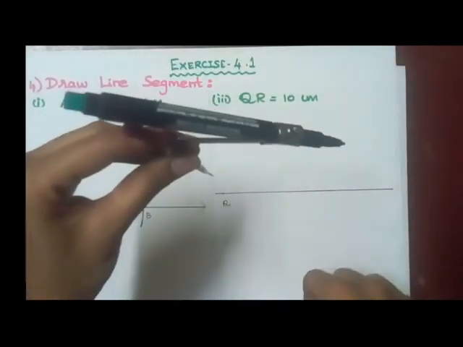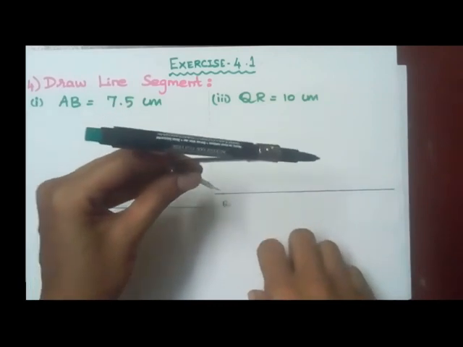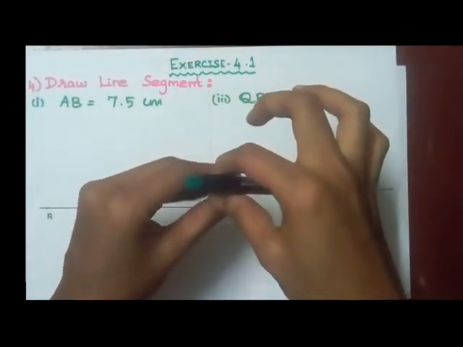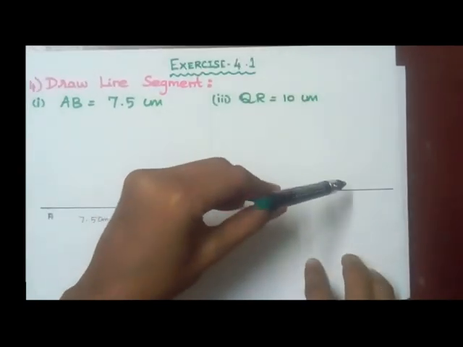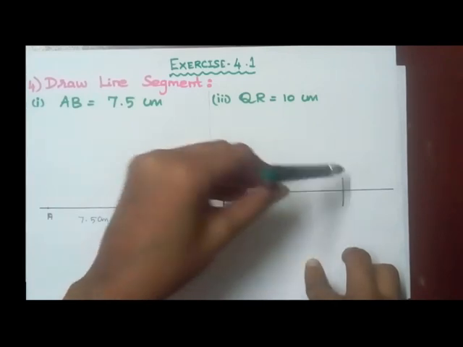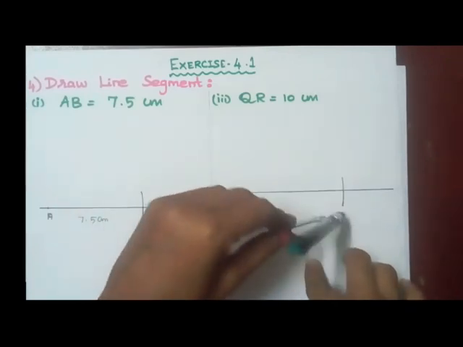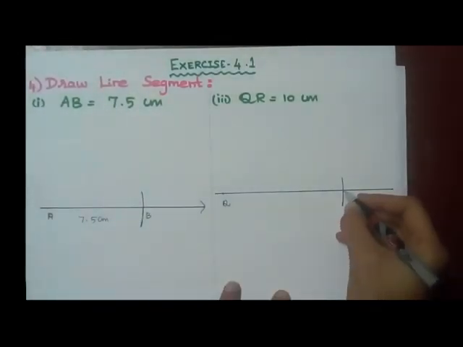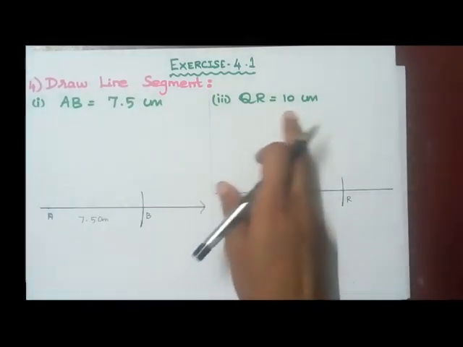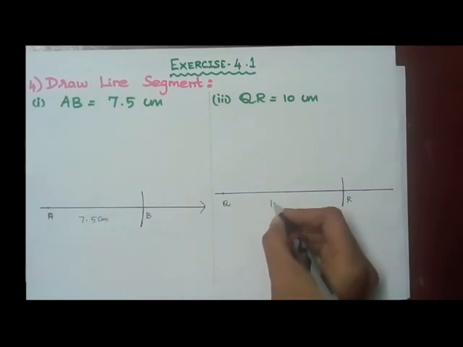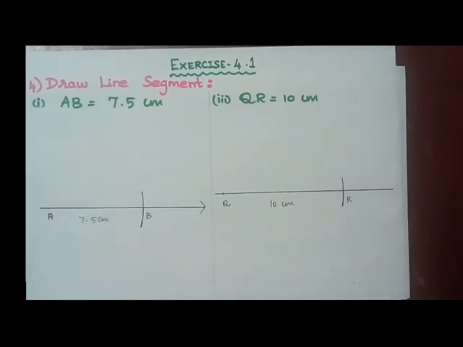And then measure 10 centimeter in compass. Place the pointer at Q and draw a small arc on the line with the pencil pointer like this. Just one small arc, that's all. So mark this point as R. So question is QR equal to 10 centimeter. First one is Q and this point is R, 10 centimeter. Is it clear?